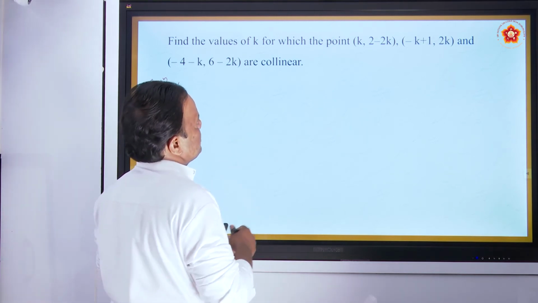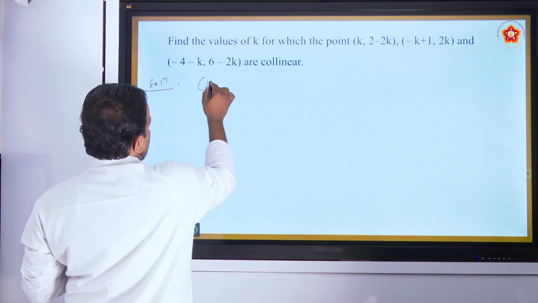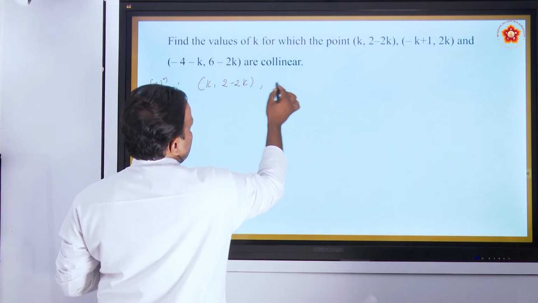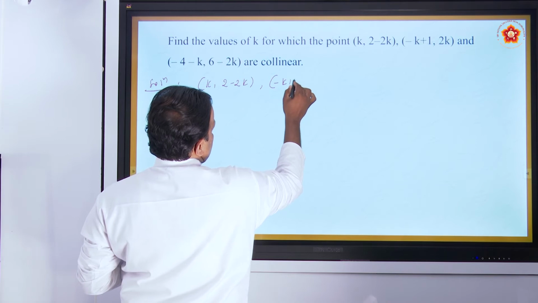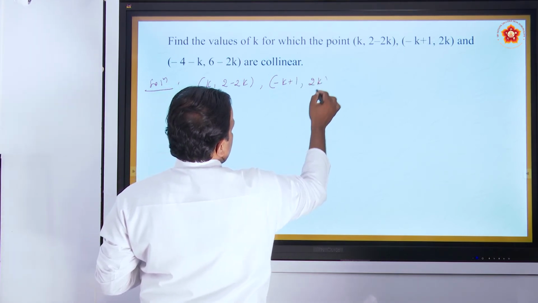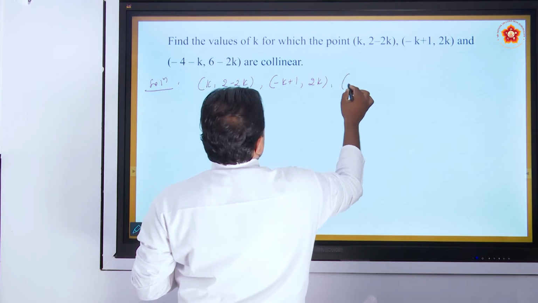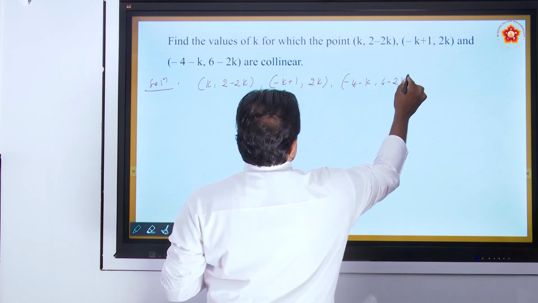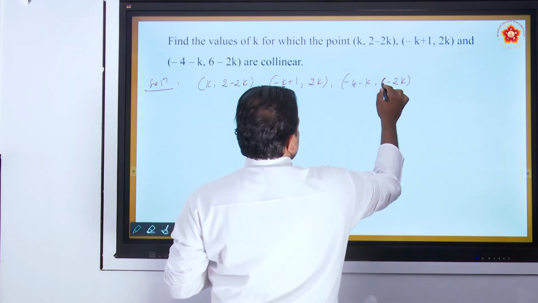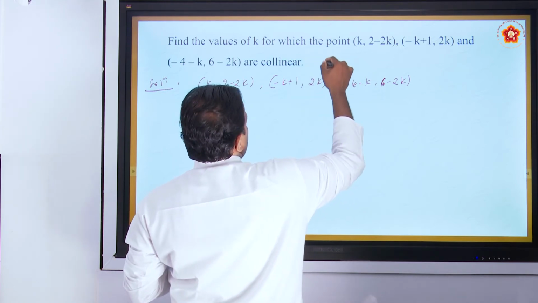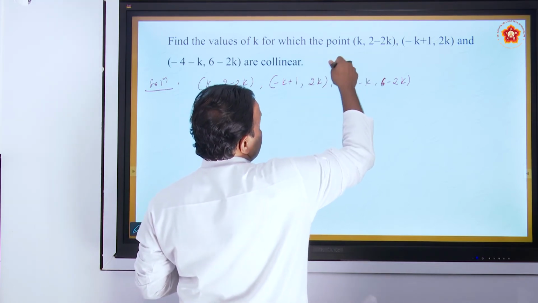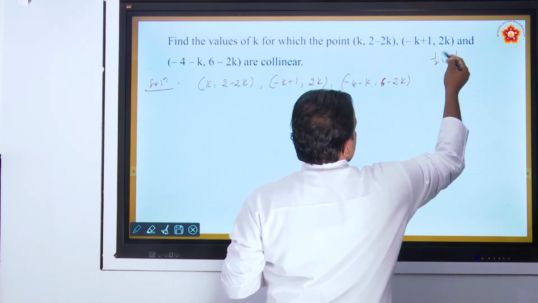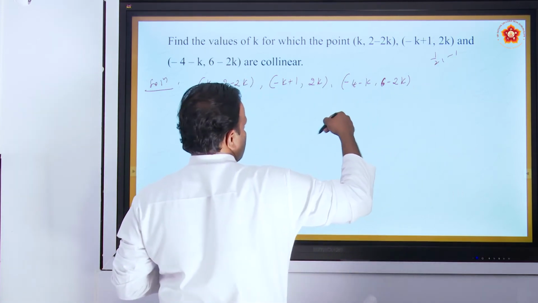Find the values of k for which the points are given: the first point is (k, 2 minus 2k), the second point is (minus k plus 1, 2k), and the third point is (minus 4 minus k, 6 minus 2k). Here 3 points are given. What is the question? Find the values of k for which the 3 points are collinear. I think maybe the answer is 1 by 2 or minus 1 or minus 1 by 2, like this. You can see what the answer is.